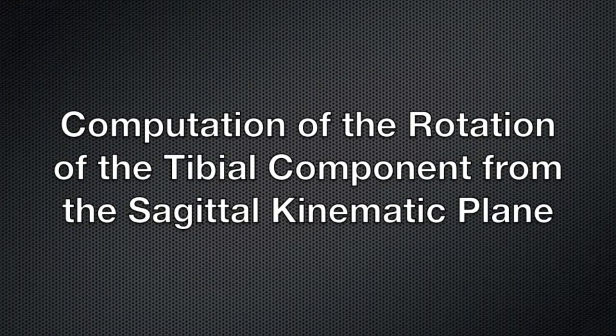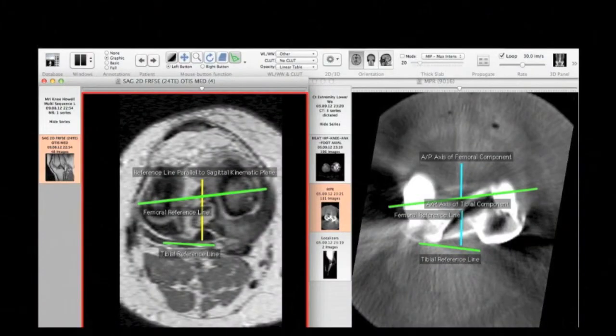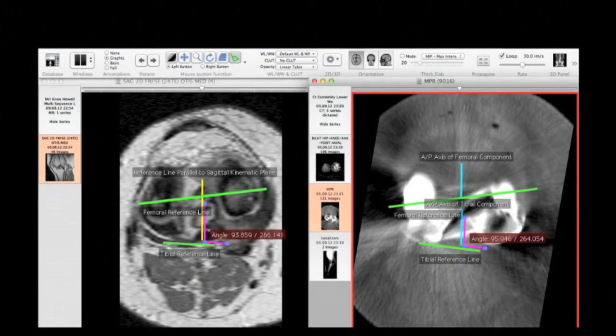The rotation of the AP axis of the tibial component from the sagittal kinematic plane is computed as the difference of 2 angles. The one angle on the preoperative MRI is formed by the reference line parallel to the sagittal kinematic plane and the tibial reference line. The angle on the postoperative CT is formed by the AP axis of the tibial component and the tibial reference line.